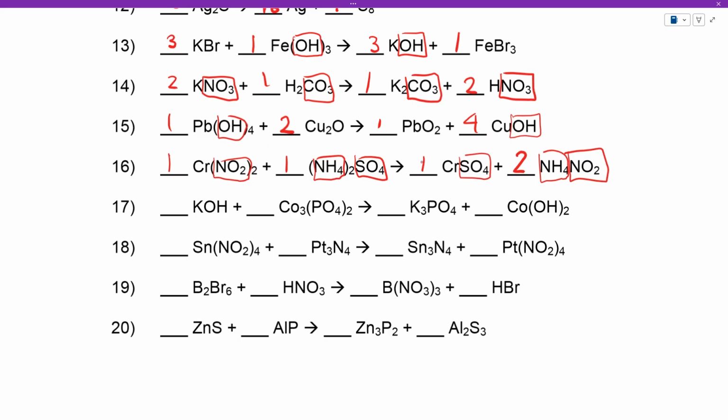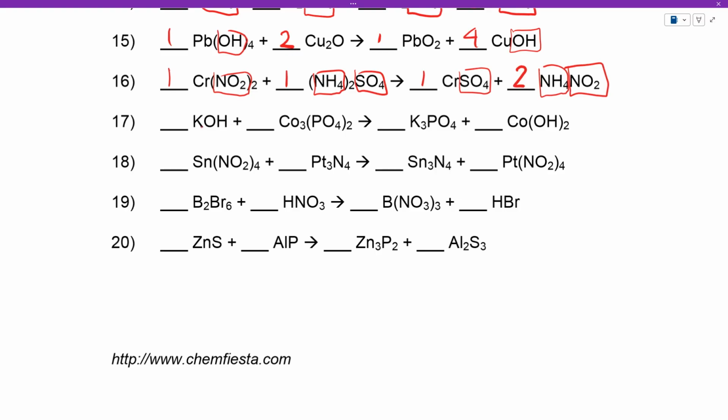One chromium, one chromium, two of these NO2s, sorry, and two of these NO2s, two NH4s, two NH4s over here, and one SO4 over here and one SO4 over here. This equation should be balanced. Again, we'll double check later.